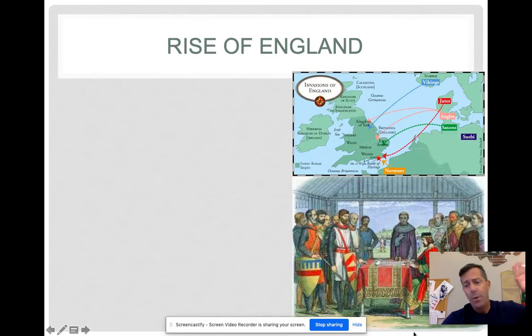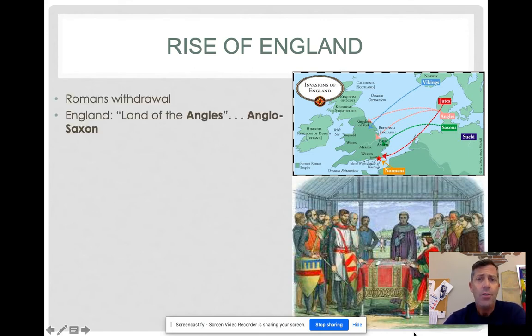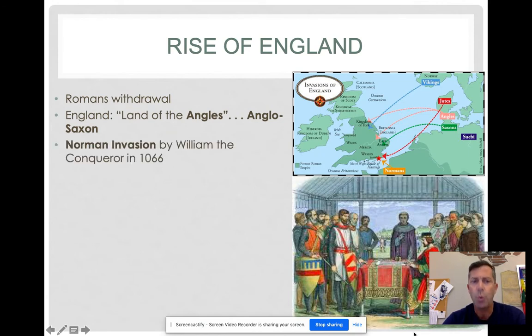Now, we've done feudalism, we've done the Franks. Let's go to England. So the Romans at one time controlled England all the way up to Hadrian's Wall. Eventually, the English will be settled by invaders such as the Angles and the Saxons. The Anglo-Saxons will help define about a couple hundred years of English rule.